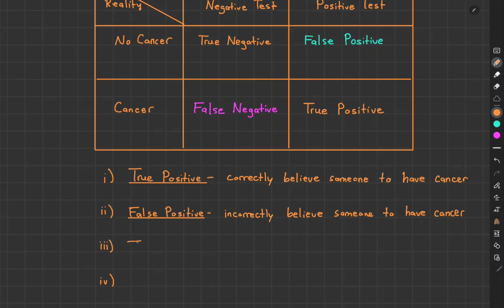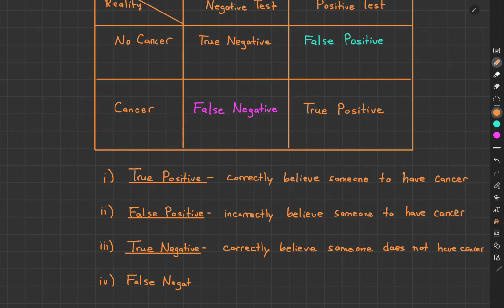And then we've got our two negative cases. We've got true negative, where we correctly believe someone does not have cancer. And then we even have the false negative case, where we incorrectly believe someone to be cancer-free.